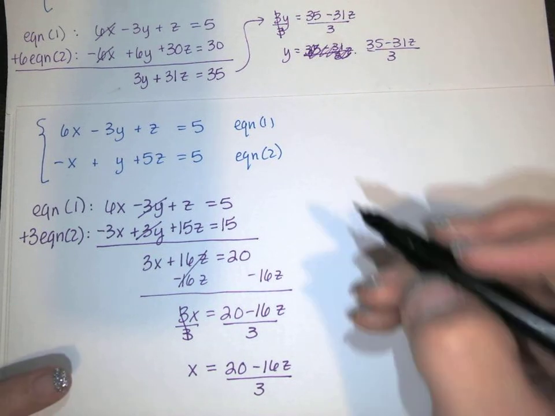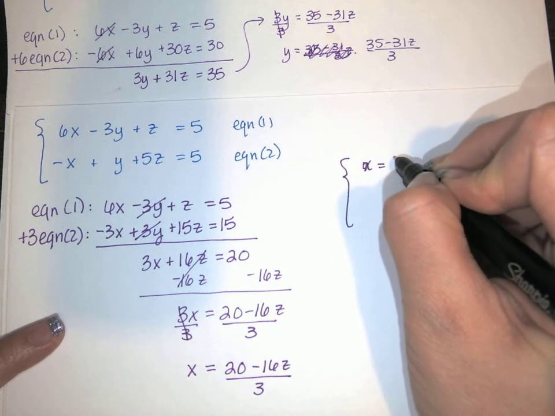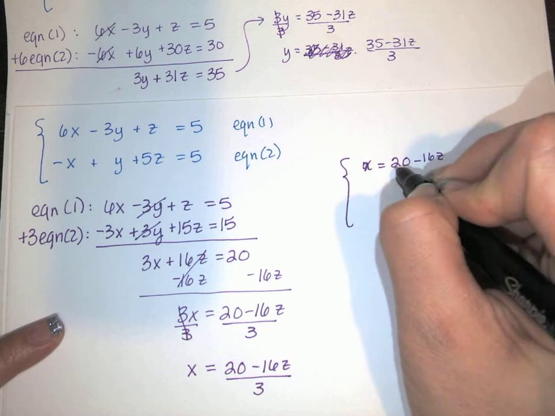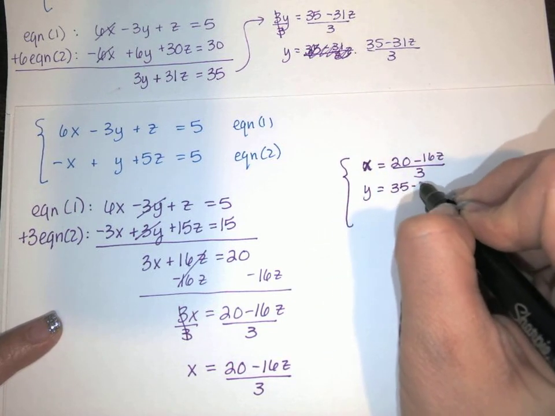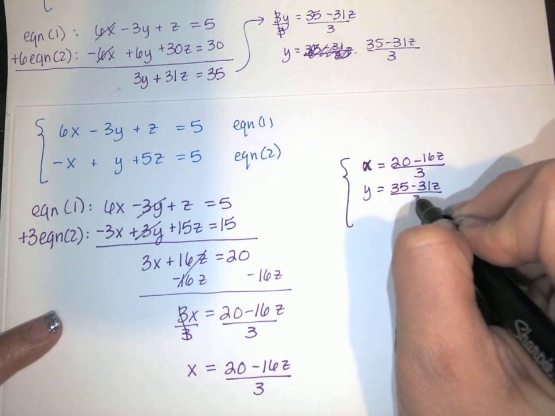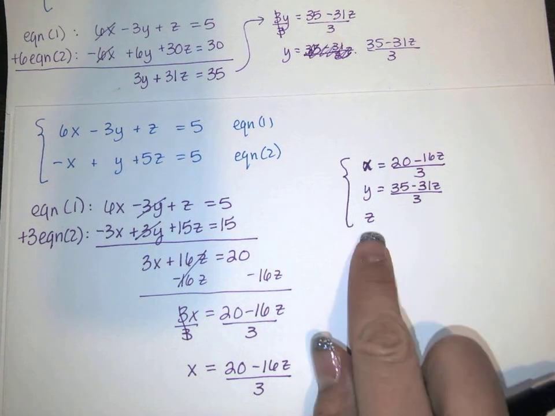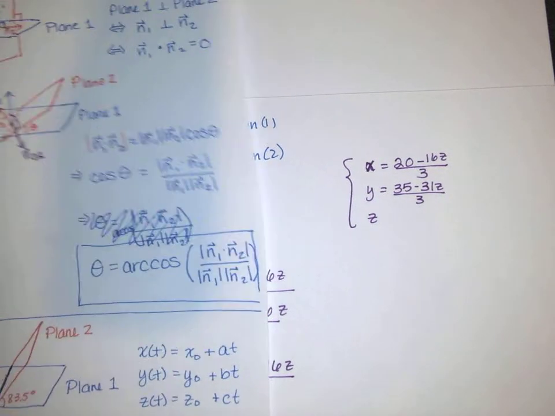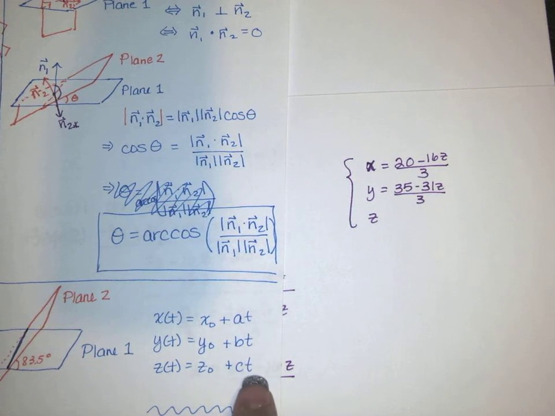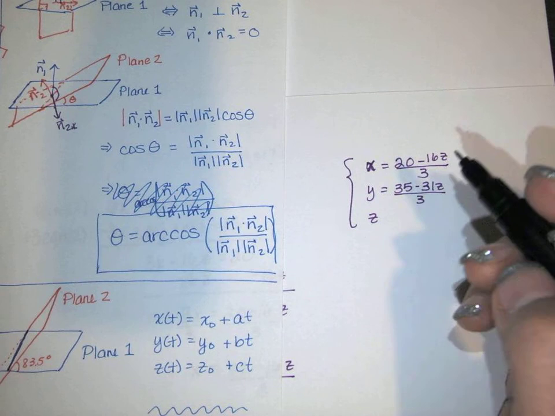So you might say x is going to be 20 minus 16z over 3. And y will be 35 minus 31z divided by 3. As long as z is just z. No matter what z is, this will hold up here. You say, well, Miss Townsend, that doesn't actually look like my parametric equations. My parametric equations have t's in them, not z's. You say, well, okay. Let's let z equal t.